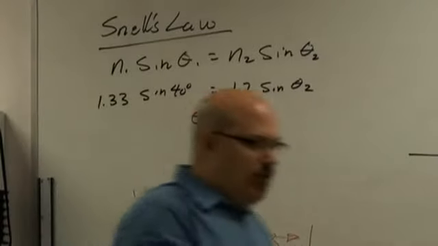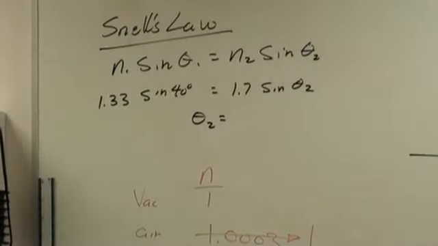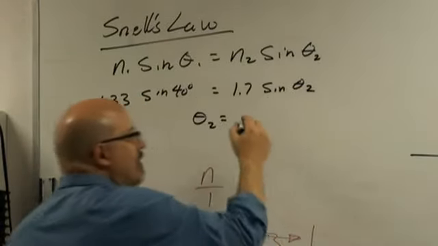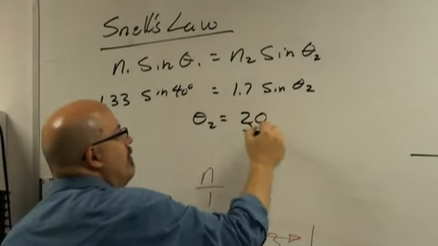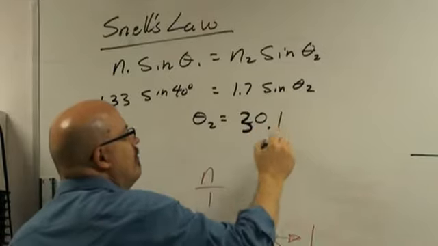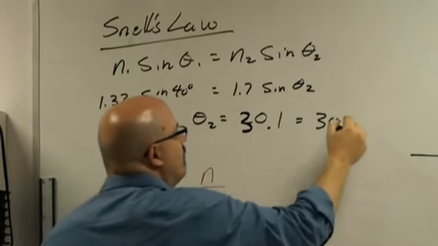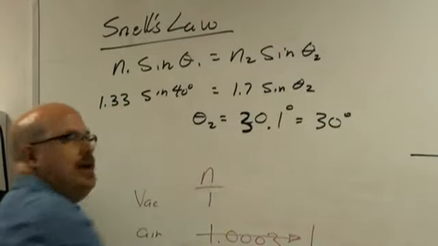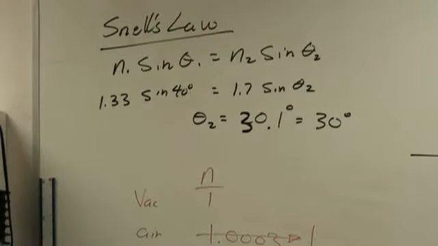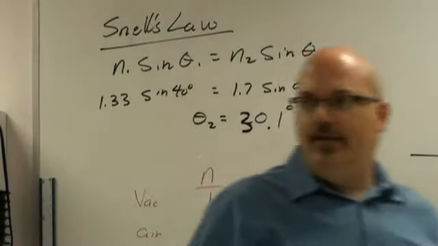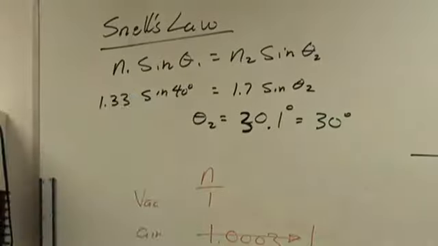Okay, everybody calculate that quick. Let's make sure you know how to use your calculator. I got 30.1 and, oh, 30.2. Okay, about 30 degrees, right? Excellent. You did not get that? I didn't get that either. All right, if you didn't get it, you need to check it.